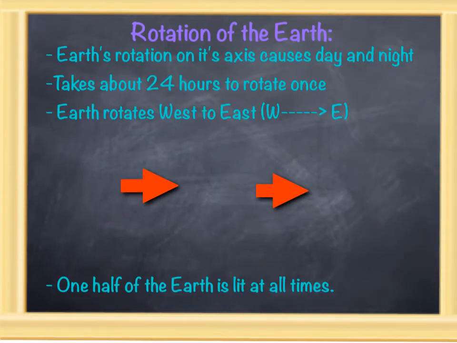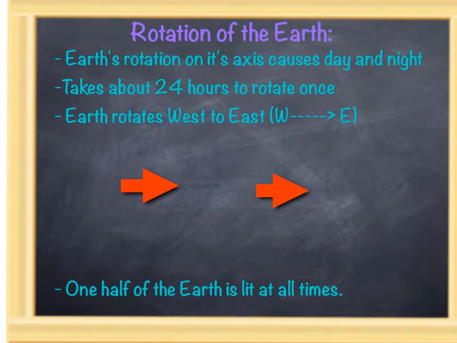We're going to talk about a few things that have to do with Earth's rotation. The first thing is that Earth's rotation on its axis causes day and night. If our Earth didn't spin, we would have daytime for a very long amount of time, and we would have nighttime for a very long amount of time. Earth spinning on its axis takes about 24 hours. We know this because every day we get to see daytime and we get to see nighttime. And that cycle continues.